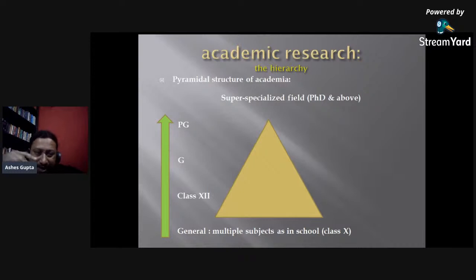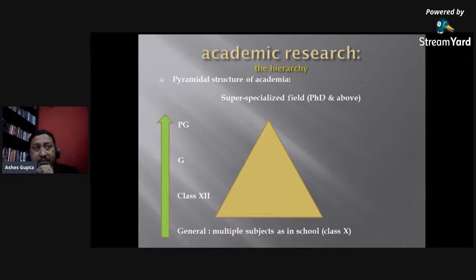If you look at this arrow, the green arrow on the left hand side of the diagram in my slide, you will find that it moves upwards, and as we move upwards, the entire pyramid tapers down to a very super specialized field, which is PhD and above. Before that comes your post graduation, before that comes your graduation, your class 12, and before that comes your class 10, the base of the pyramid. Now, why do I present this structure?